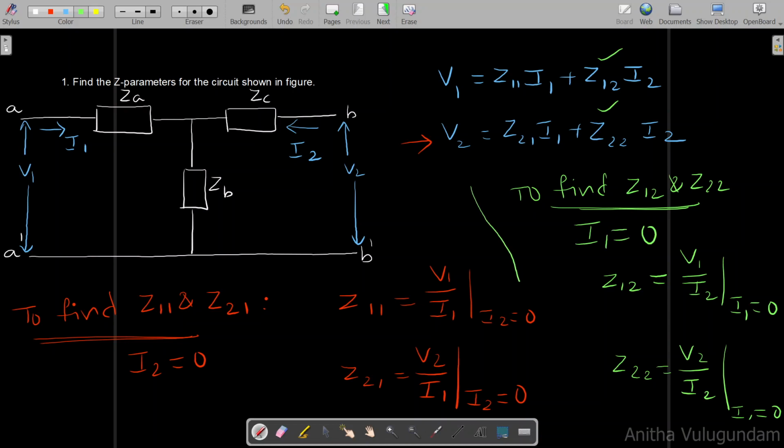So we just take the problem as two steps. Step 1 is to find Z11 and Z21 as one step, with I2 equal to 0. We'll redraw the figure when we put I2 equal to 0, and then we proceed with redrawing the figure when I1 equal to 0. From that we can find the corresponding variables.